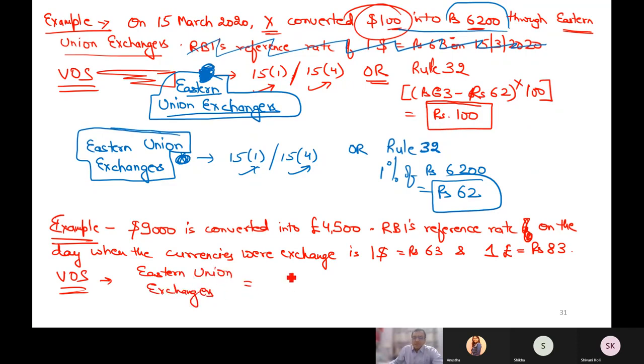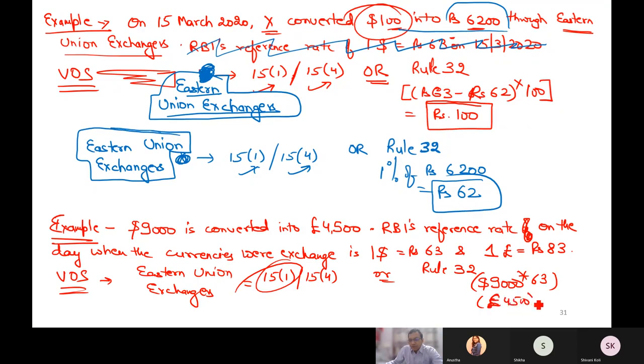They will compute the value of supply by what? They have to first decide whether they will apply 15.1 or 15.4 as the case may be, or rule 32. So I am discussing only rule 32. I am not discussing that option. Under rule 32, what they would have got had they converted these into Indian rupee. So had they converted $9,000 into Indian rupee, the Indian rupee involved would be this much. Had they converted pound into Indian rupee, the amount of Indian currency involved would have been this much.